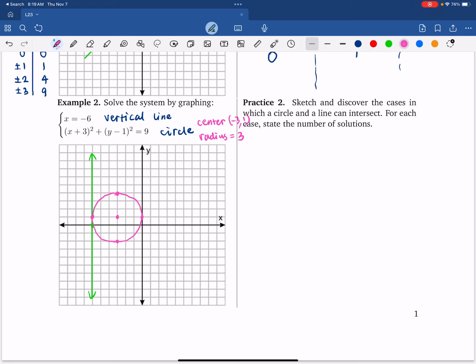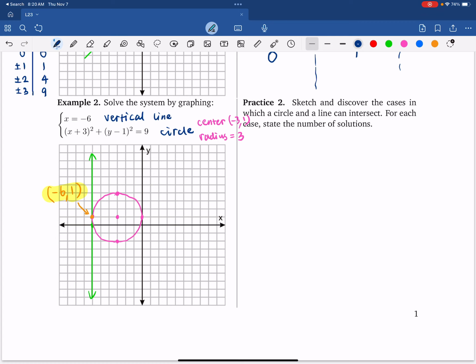Okay, and now we have our circle and we also have our line. The point of intersection is pretty obvious, which is right here. The coordinates are (-6, 1). And that's our solution. So there's only one point of intersection, meaning that this system has just one solution.